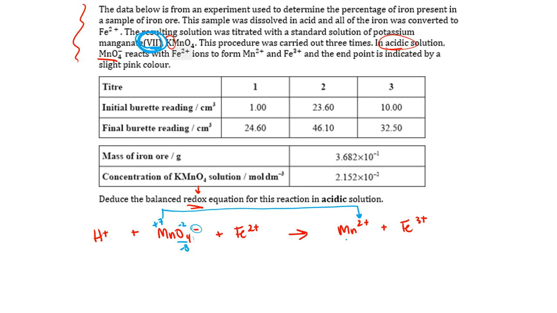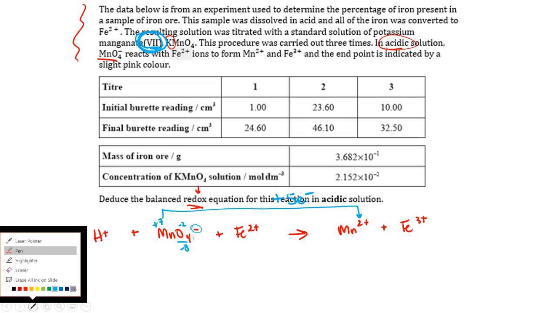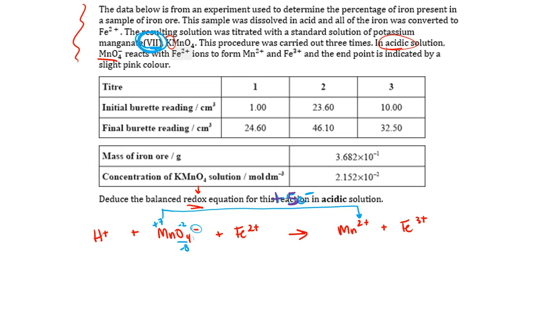How did it go from +7 down to +2? Well, it gained 5 electrons. +7 minus 5, because electrons are negatively charged, is going to take us to that charge of +2. Where did all those electrons come from? Well, they had to come from the iron. The iron went from a +2 to a +3. This iron lost 1 electron, but manganese needs 5.